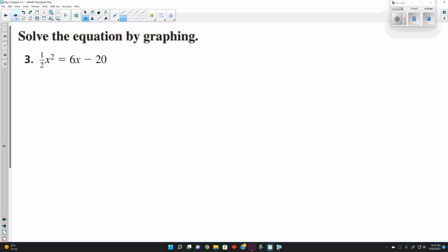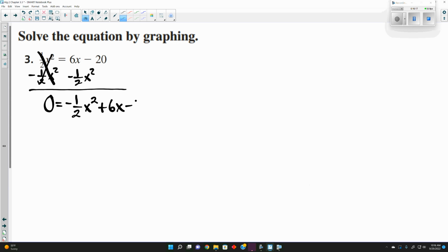So, what do we need to do first with this one here? Equals, yes. So what do we need these equal to? 0. So how can we get this one equal to 0? Subtract what? Yeah, we can subtract 1 half x squared from both sides. These will cancel, giving 0 is equal to negative 1 half x squared plus 6x minus 20.